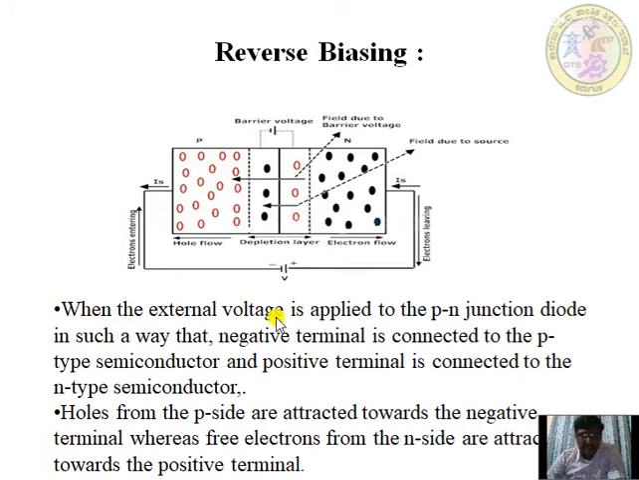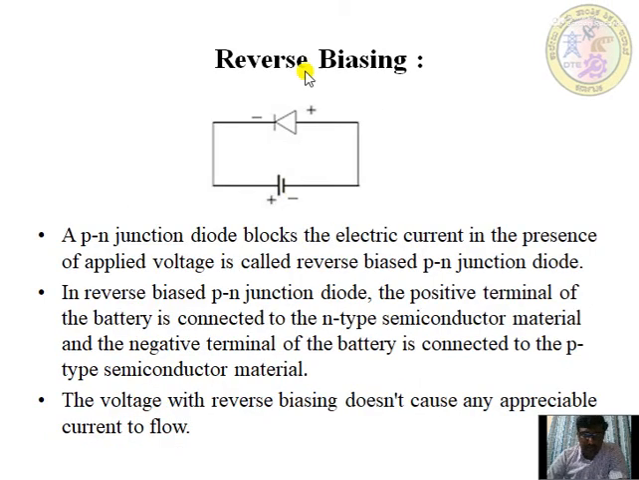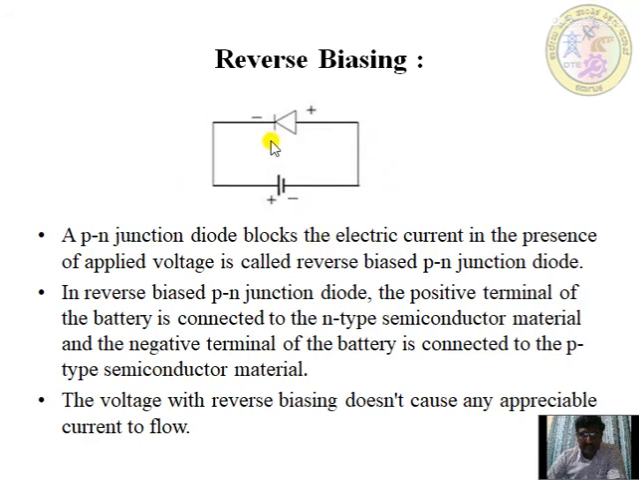Next, when the external voltage is applied to a PN junction in such a way that the negative terminal is connected to the P type semiconductor and the positive terminal is connected to the N type semiconductor, holes from the P side are attracted towards the negative terminal, whereas free electrons from the N side are attracted towards the positive terminal. See, it is the same schematic represented in symbolic form: the cathode is connected to the positive terminal and the anode is connected to the negative terminal.